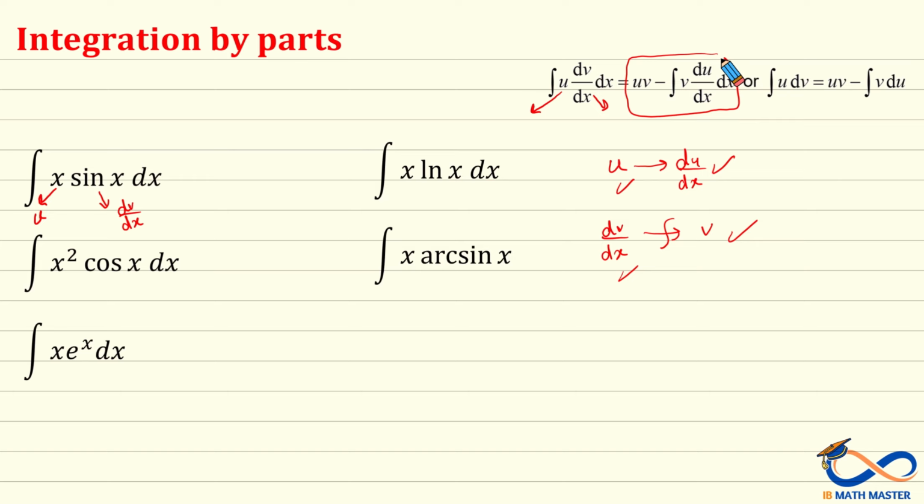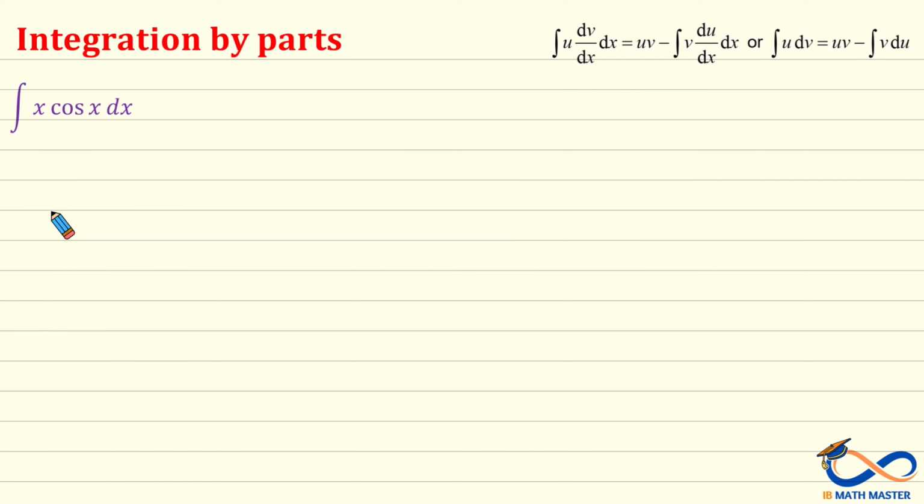And also, we have to be careful that not every time the first product here will be u. We have some certain rules that we'll explain later about which one to be assumed u and which one dv over dx. Let's now clarify everything with a few examples.